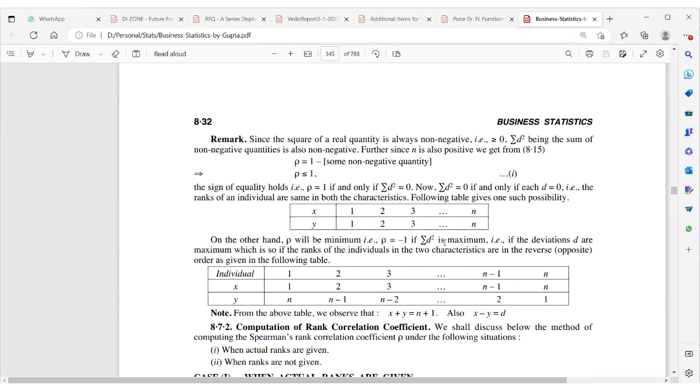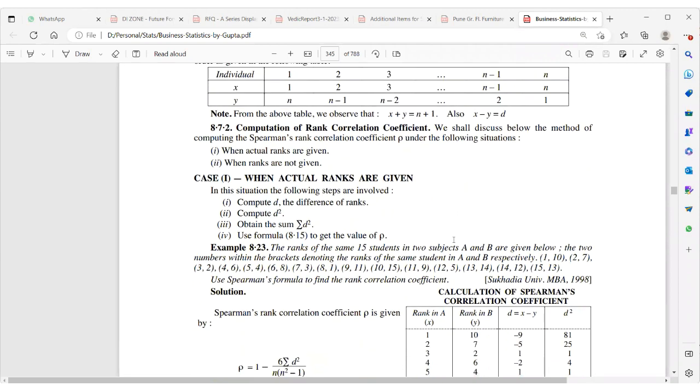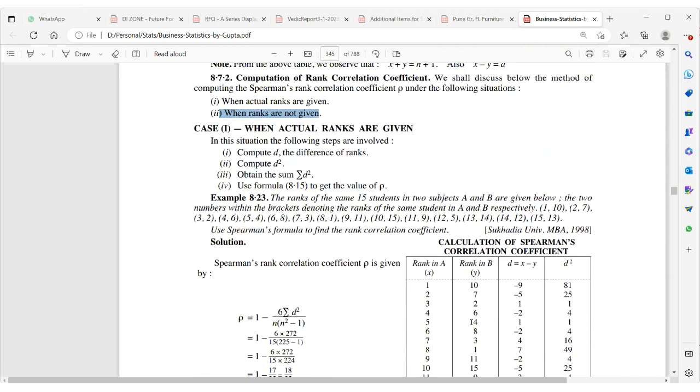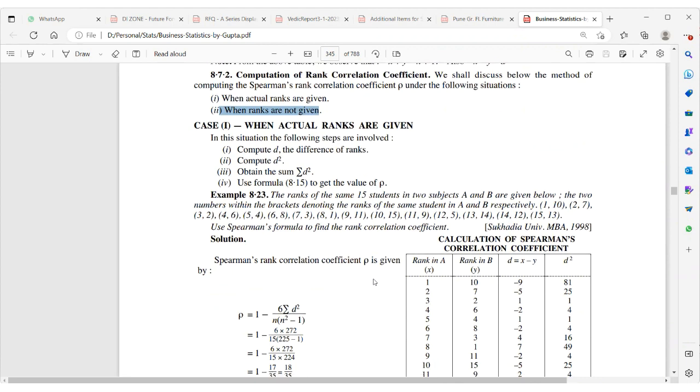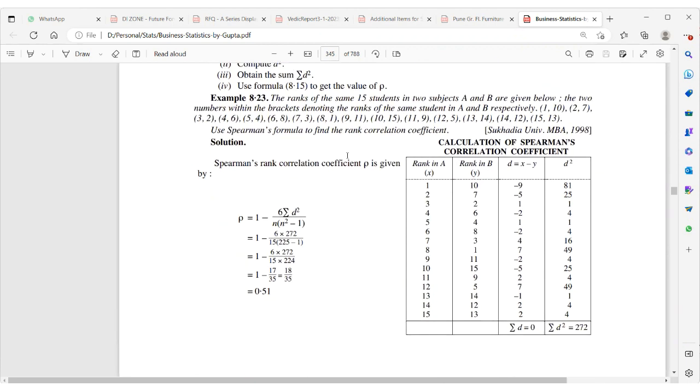Now, see, there are two types of cases: when the actual ranks are given or ranks are not given, all right? Let me do when the ranks are not given, because if rank is given, that is a direct way to put the formula. See, in the first example, the ranks are given, right?